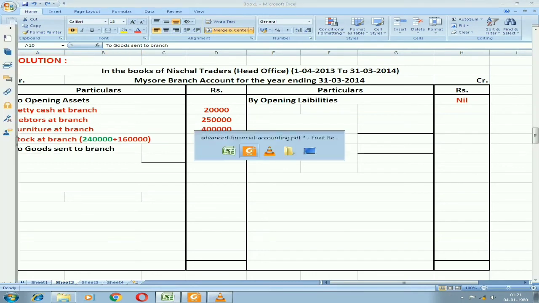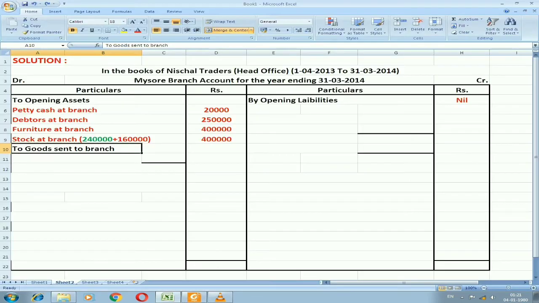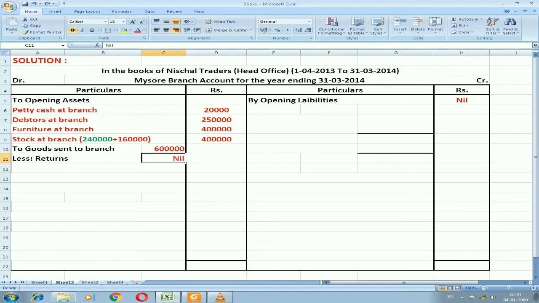Then we need to record goods sent to branch. In the illustration, we have goods sent to branch at invoice price with the amount of rupees 6 lakh. So this is the goods which will be sent by the head office to branch that we need to record, 6 lakh. Then we need to deduct returns, as we don't have any returns in the illustration, so the returns will be nil. The total will be the same, 6 lakh.